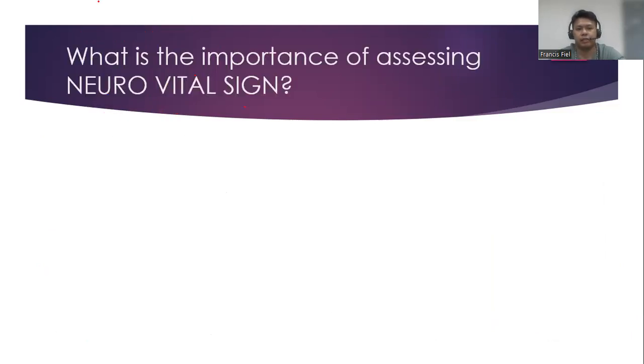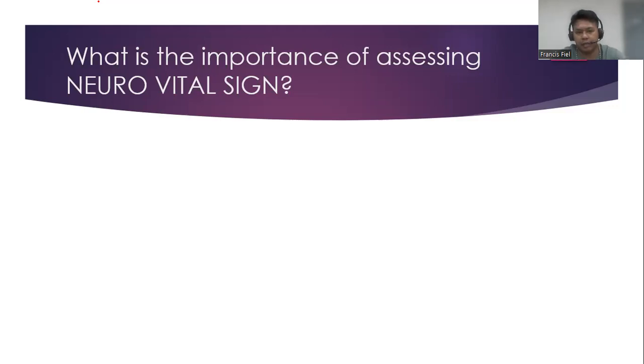Alright, now let's continue. What is the importance of assessing your neurovital signs? When you are assigned in the ICU, you will be taking a lot of neurovital signs. Sometimes every 15 minutes, every 30 minutes, every hour, every 2 hours, every 4 hours. Usually the interval is shorter for neurovital signs because the patient is closely monitored.